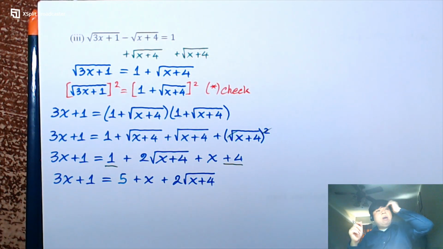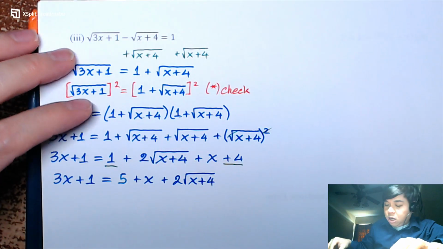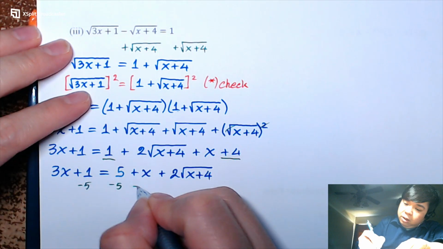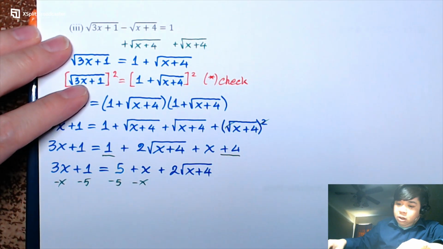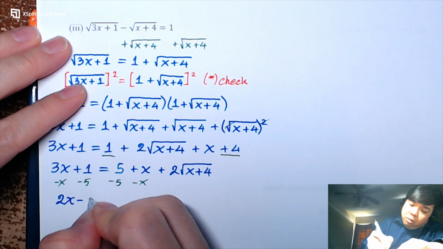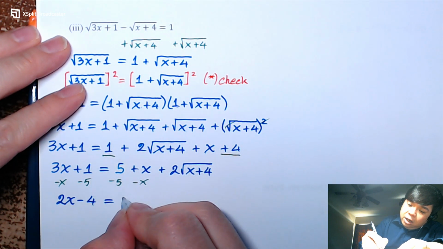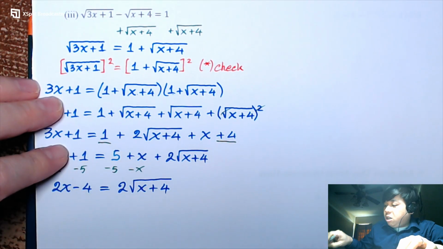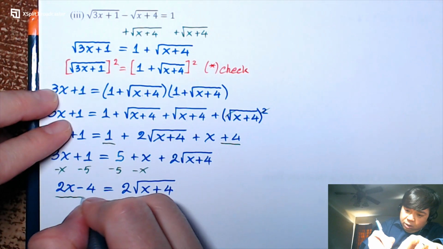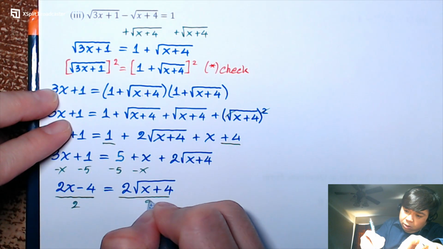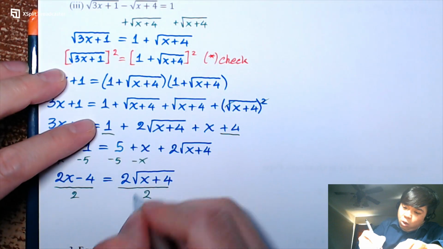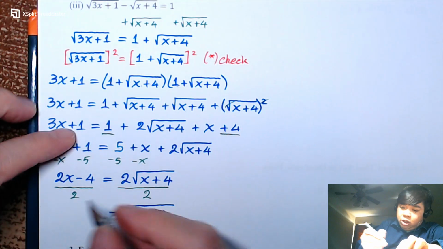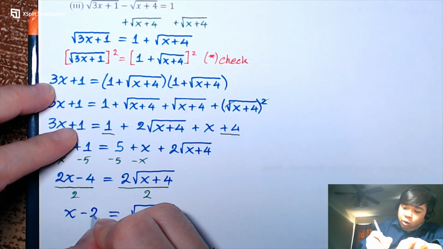So we square both sides, we still have the square root. That means we repeat this process. Get the square root by itself and then square them. Minus 5 on both sides. Minus x. That gives us 2x minus 4, and then 2 square root of x plus 4. And get the square root by itself, so divide by 2. Now we isolate for this square root. 2x over 2 is x. 4 divided by 2 is 2.